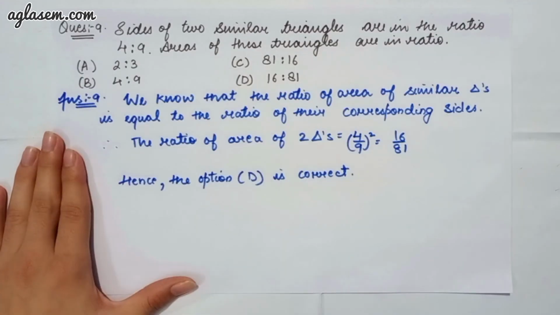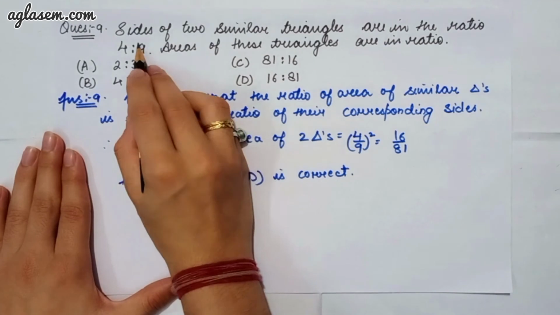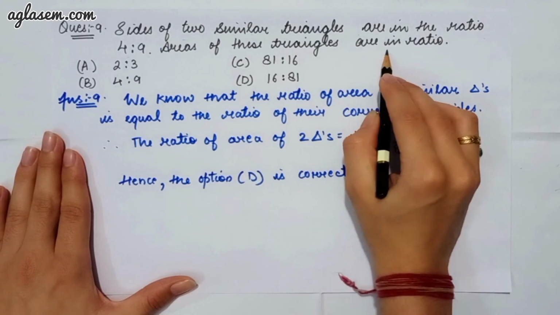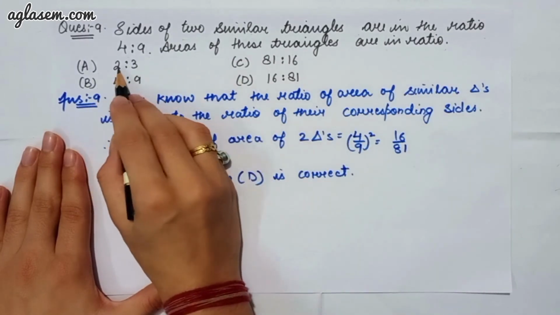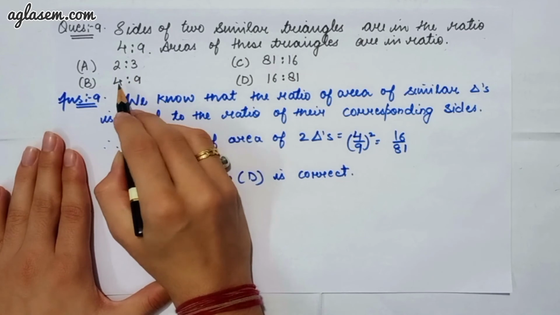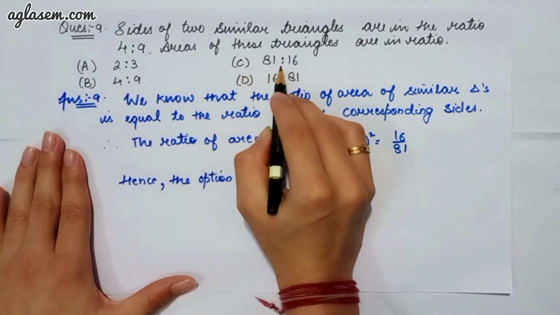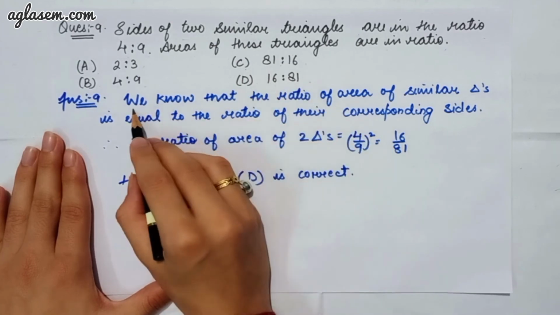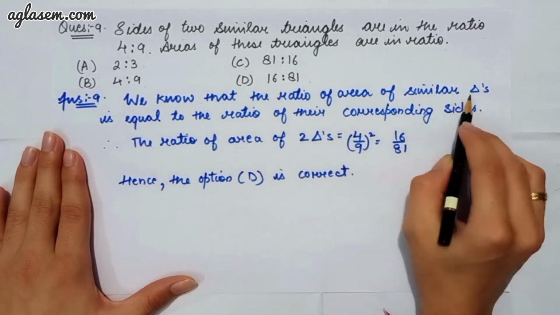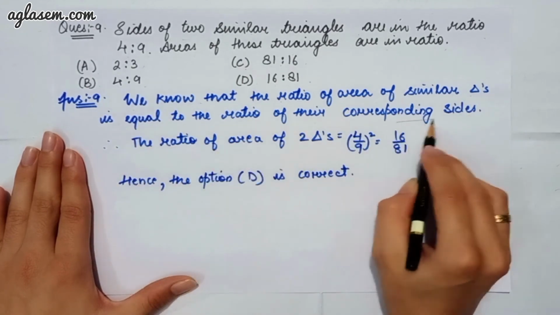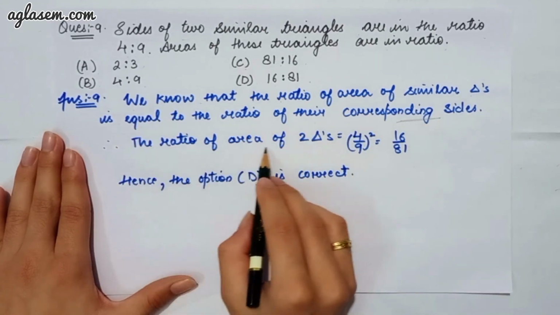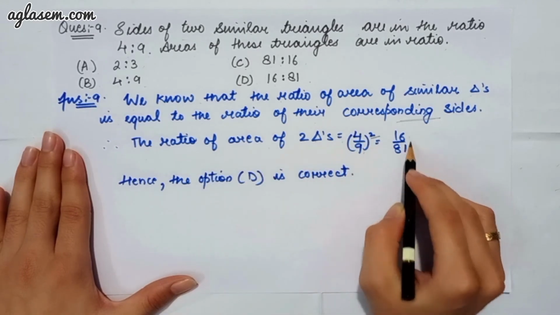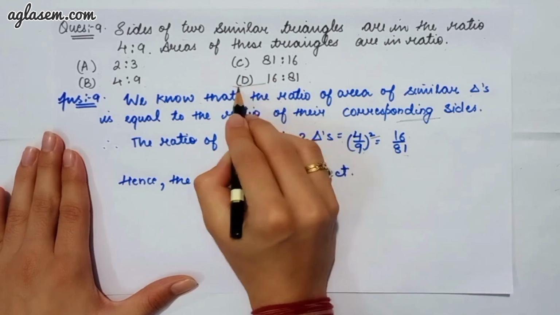Moving to the last question of this exercise, that is question number 9, which says sides of two similar triangles are in the ratio 4:9. Areas of these triangles are in the ratio, that is part A says 2:3, B says 4:9, C says 81:16 and D says 16:81. So here the answer is, we have to know that the ratio of the areas of similar triangles is equal to the square of the ratio of their corresponding sides. Therefore, the ratio of the areas of the two triangles is 4:9 whole square, which will give you 16:81. It means option D is correct.